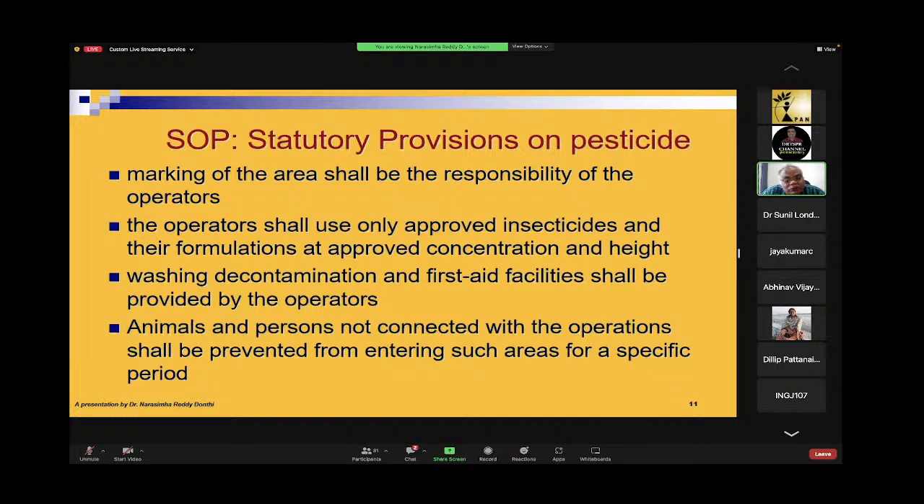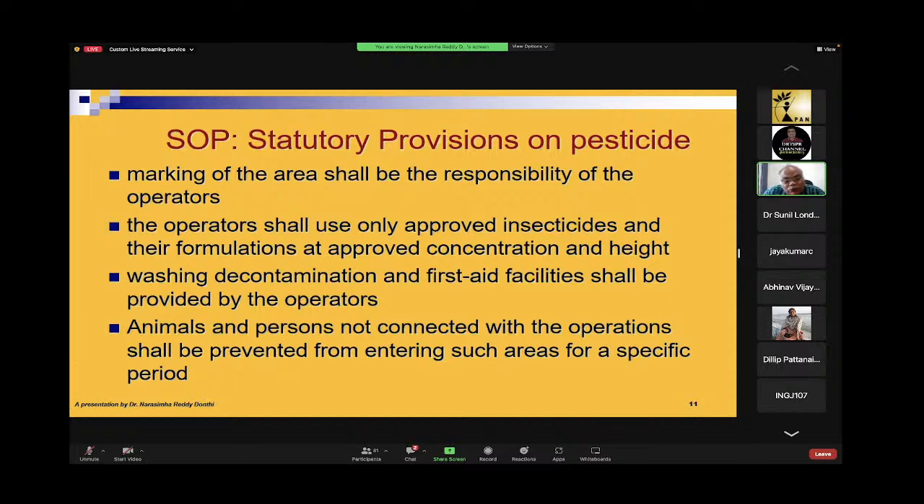Animals and persons not connected with operations shall be prevented from entering such areas for a specific period. So they are saying that if a drone operator comes and starts drone aerial spraying, the animals or persons will not be allowed to enter that area.